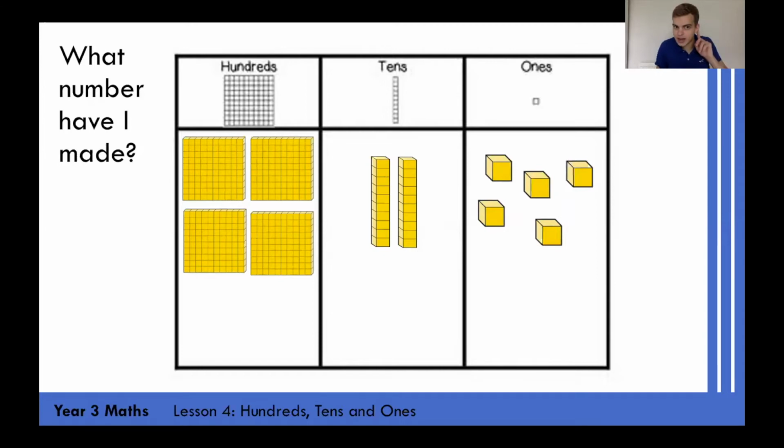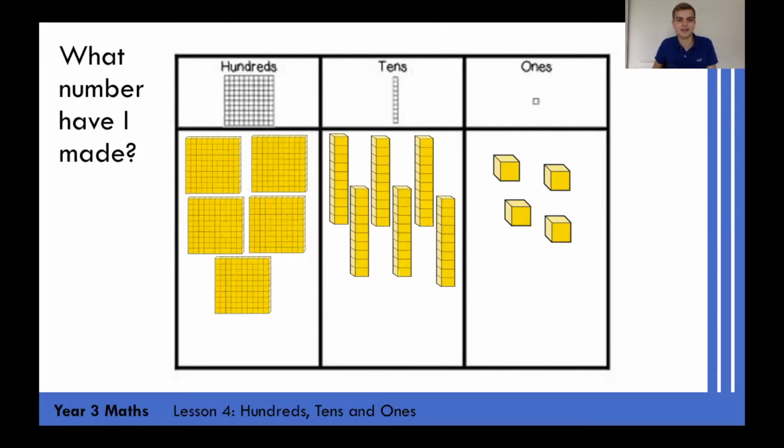Call it out if you've got it again. Fantastic. It looks like I've got 4 hundreds, 2 tens, and 5 ones. So 425. Fantastic. Well done. Okay, let's have a go at this one.